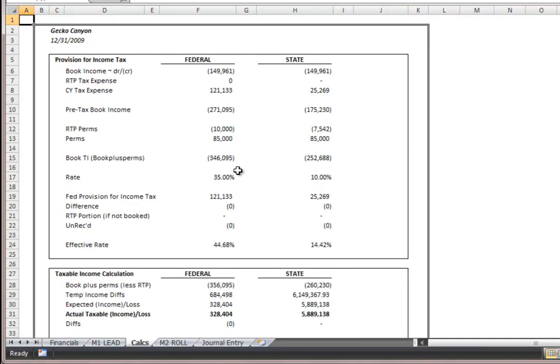Footnotes to the financial statements related to the effective rate reconciliation and changes in deferred balances are supported within the provision module.